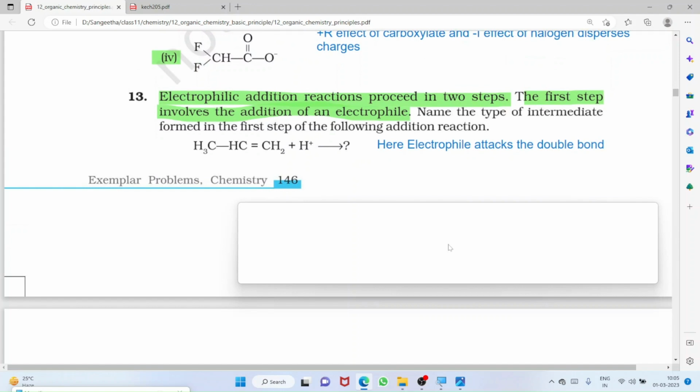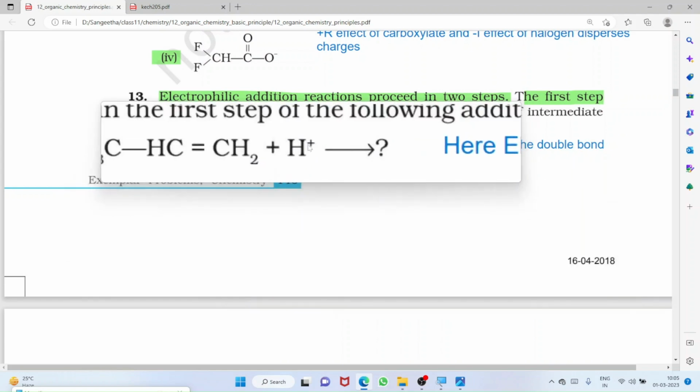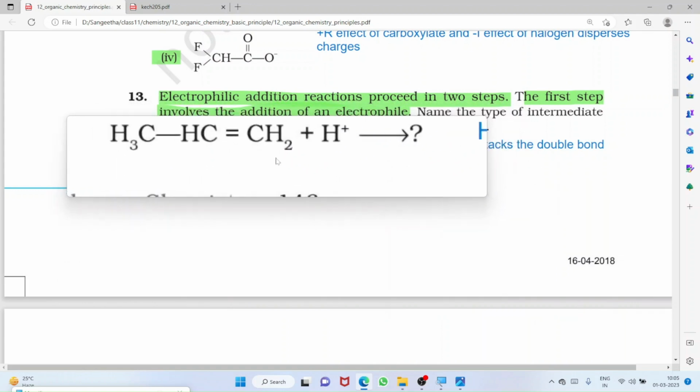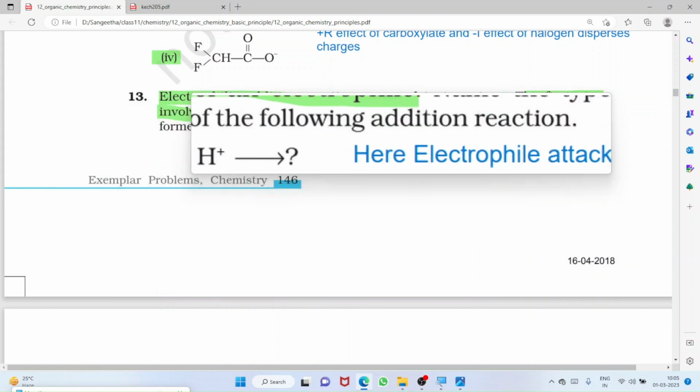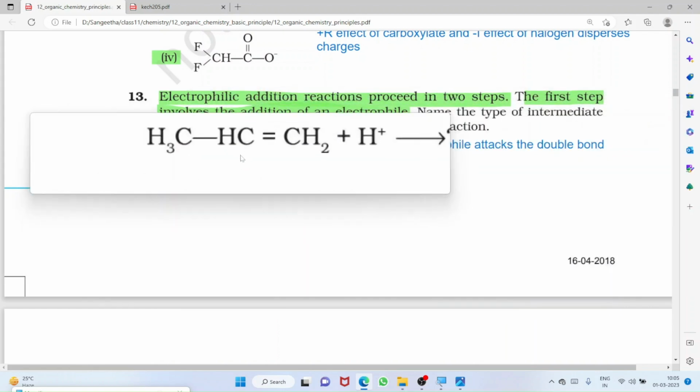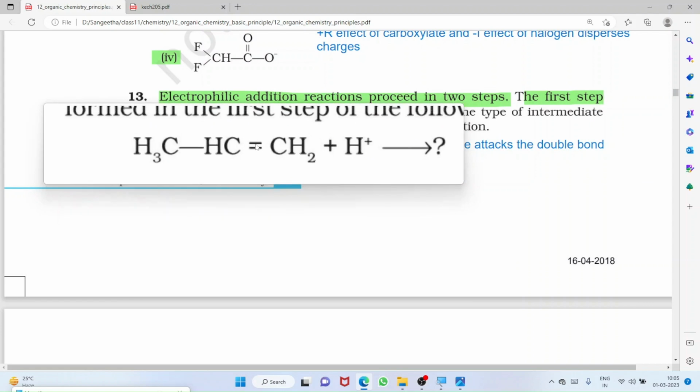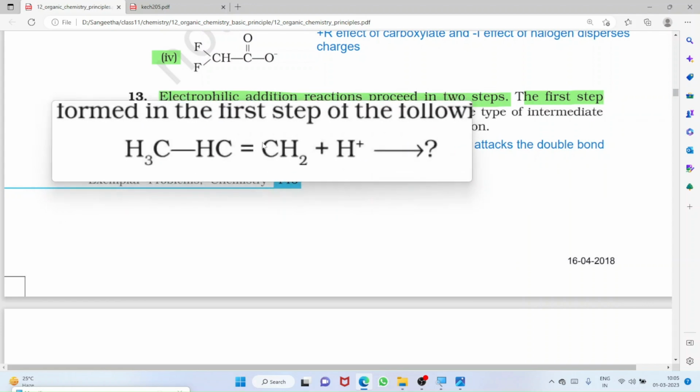Electrophilic addition reactions proceed in two steps. The first step involves the addition of the electrophile. Name the type of the intermediate. See here, when the electrophile reacts, it attacks the double bond, this double bond will break, and this will form the positive charge.